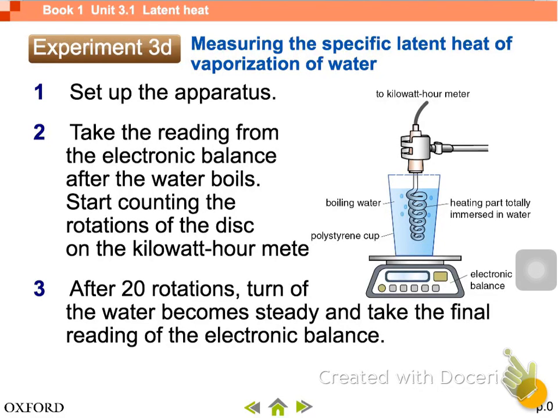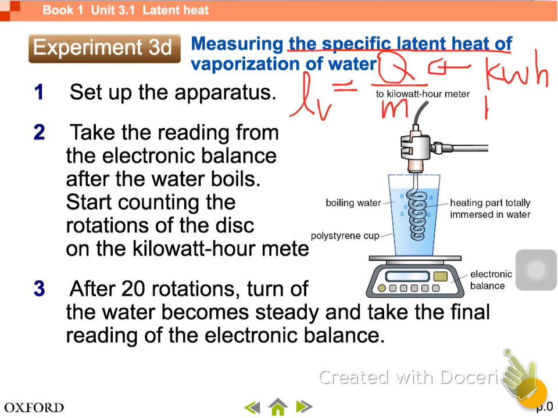After watching the video about how to measure the specific latent heat of vaporization of water, that means LV, I hope that you really know how to find out the value by recording the correct data. Remember that when we want to find out LV, we need to find out Q over M. For Q, we can use a kilovolt hour meter to find out the answer.